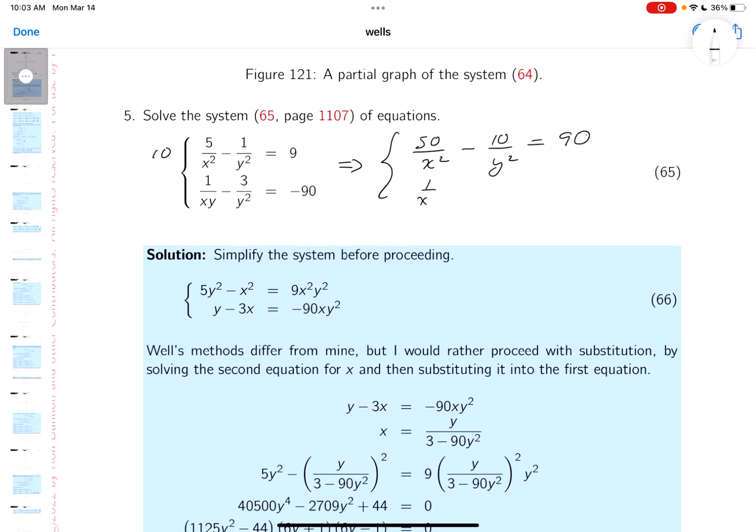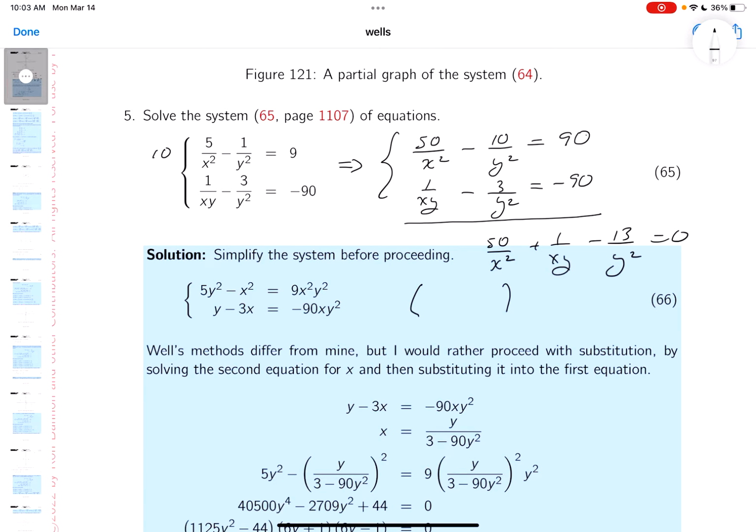1 over xy minus 3 over y squared is equal to minus 90. I'm going to add these two together, and you're going to get 50 over x squared plus 1 over xy minus 13 over y squared is equal to 0. Now, granted, it could be a nightmare, but it looks like it may be factorable, and I'll just put this. I hate to go to the quadratic formula on this one now.